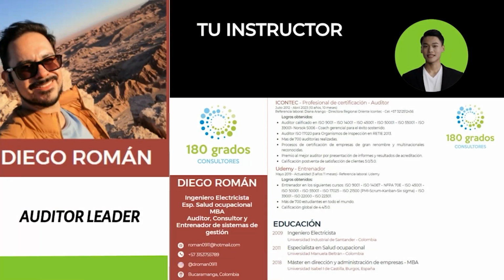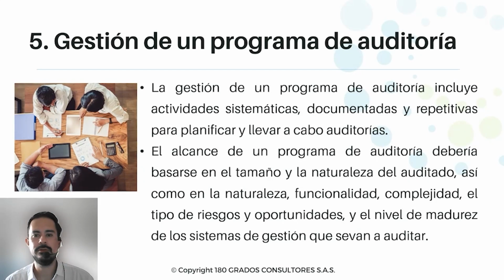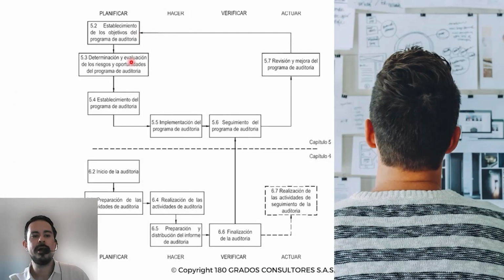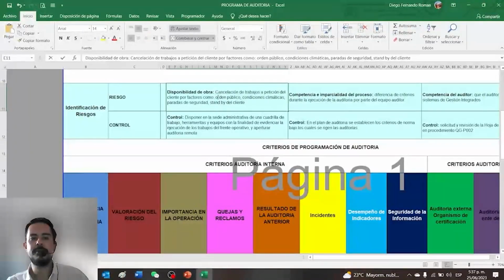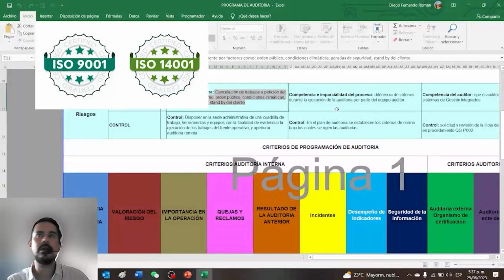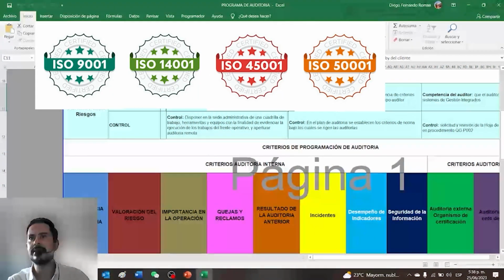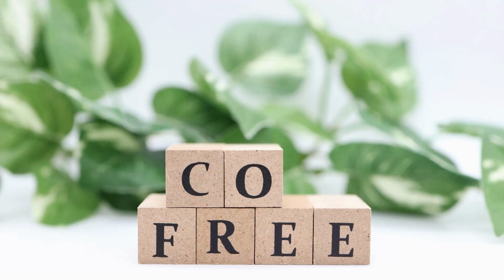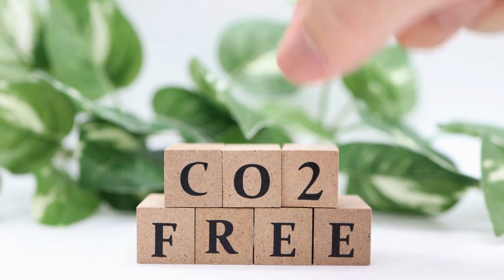I am Diego Roman, an electrical engineer, occupational health specialist, MBA, and auditor in management systems. My passion lies in the field of energy efficiency and sustainable topics, where I have spent over 15 years helping organizations in all LATAM optimize their energy usage, improve efficiency, and comply with international standards such as ISO 50001. I am a qualified auditor in a wide range of international standards, including ISO 9001, ISO 45001, ISO 50001, ISO 14001, and ISO 14067, which focus on energy management systems and carbon footprint respectively.